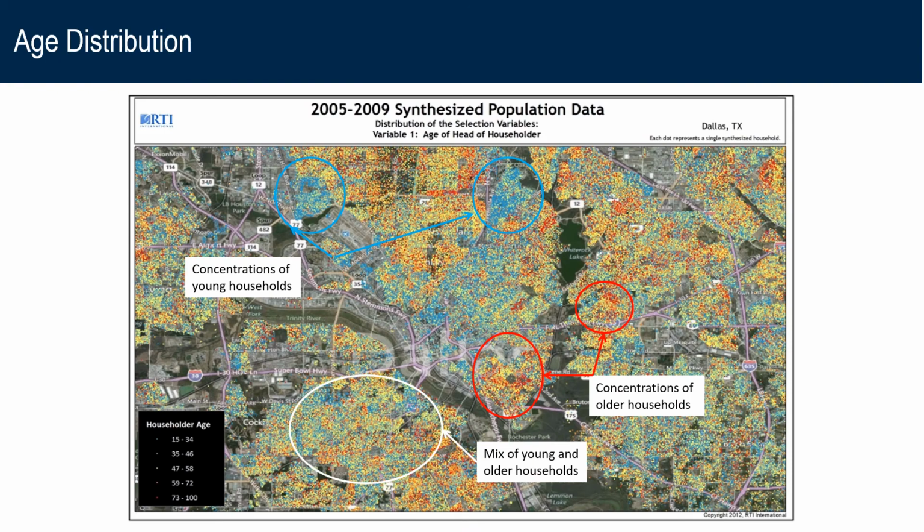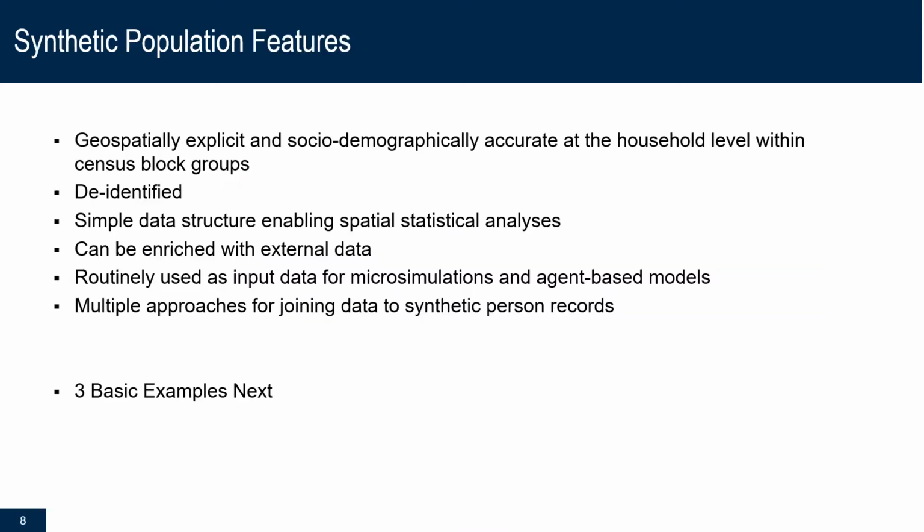In another example, here is the age distribution for Dallas, where it becomes easy to identify like communities. For example, concentrations of younger, older, or mixed age head of householder. In summary, synthetic populations are generally geospatially explicit and sociodemographically accurate at the household level within census block groups. They're completely de-identified and are provided in simple data structure, enabling spatial statistical analyses. It's also possible to enrich these data with external data sets, and they're often used within microsimulations and agent-based models.